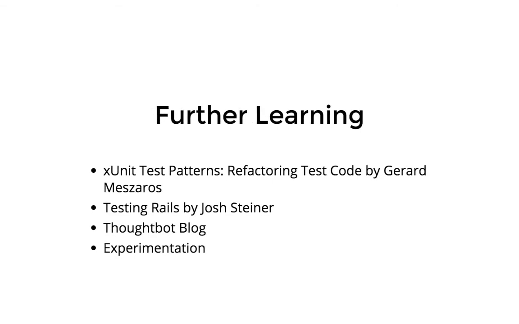For further learning, I highly recommend xUnit Test Patterns: Refactoring Test Code by Gerard Meszaros. It covers all of the concepts that we went over today, as well as a number of additional concepts that are incredibly helpful in maintaining a good test suite. Testing Rails by Josh Steiner takes a lot of these concepts and puts them into Ruby and Rails land, and demonstrates a lot of them in a very practical way that is easy to start applying to your tests quickly. Thoughtbot's blog also has a wealth of testing information for more bite-sized learning. And finally, trying this out for yourself is the best way to weigh the pros and cons and see if this style works for you.